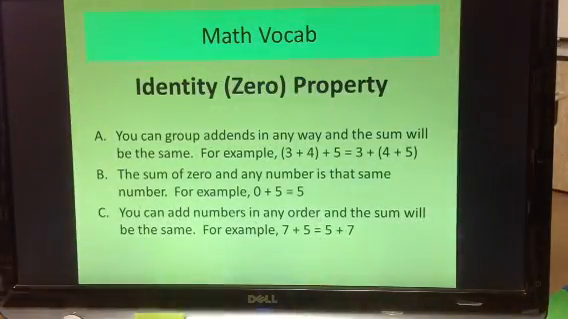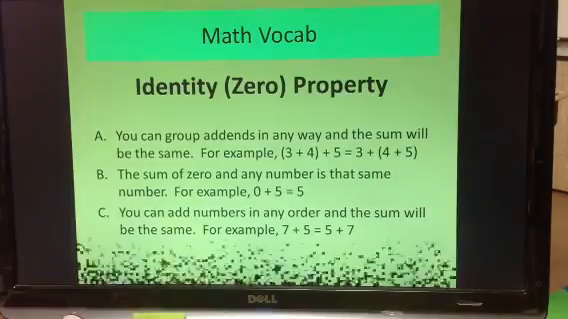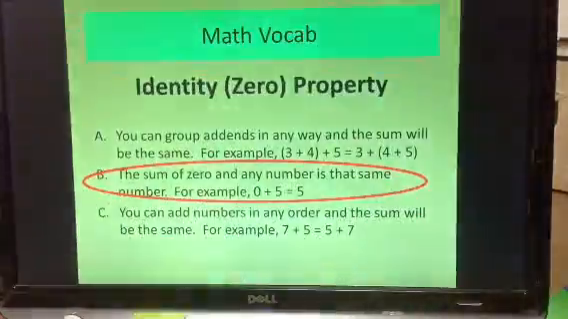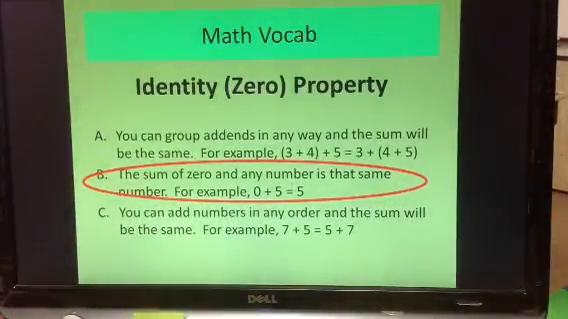Alright, so here's a little chance to quiz yourself. Which one describes the identity property? It's also known as the 0 property. Pause the video if you need to. The identity property says the sum of 0 and any number is that same number. For example, 0 plus 5 equals 5.